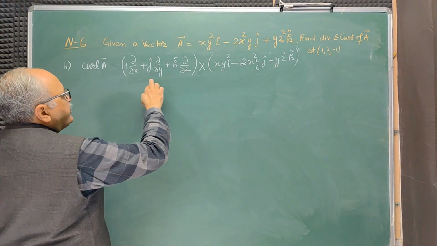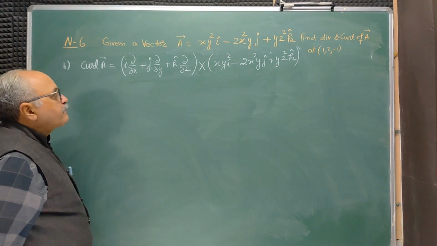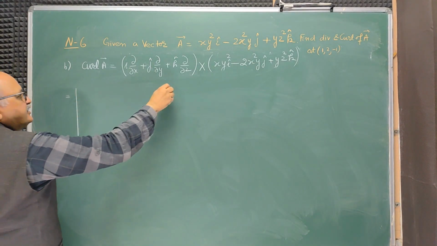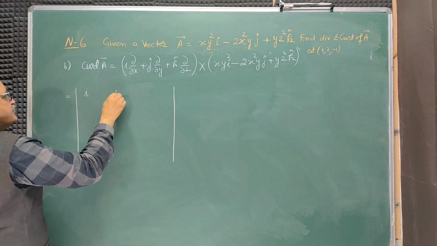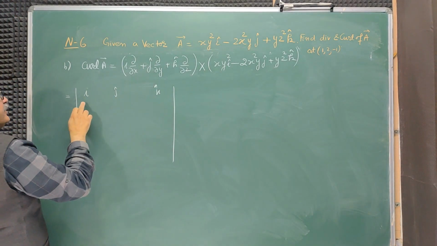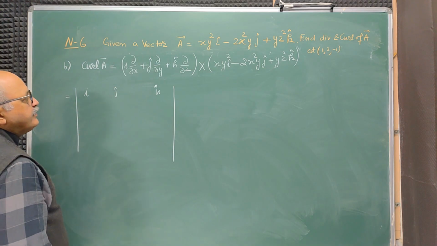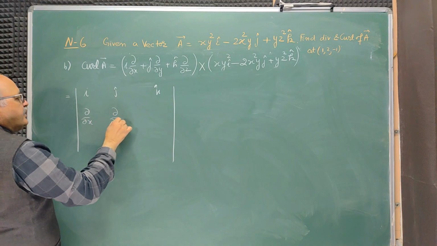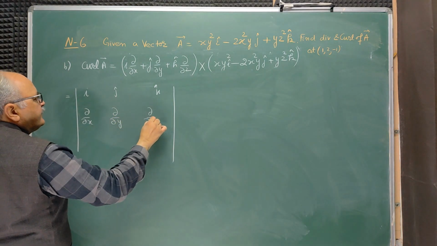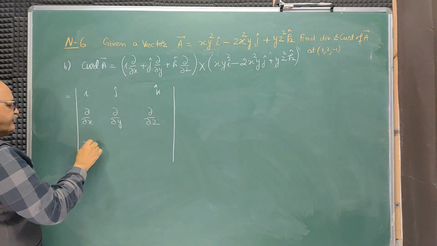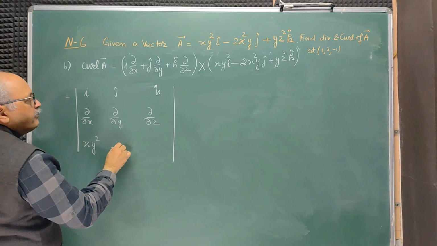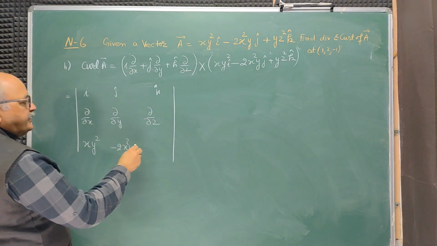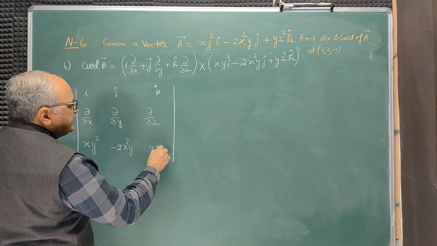Curl means that we have to take nabla as a cross product with A. Since it's a cross product, it is written in this manner: i, j, k. Now the components of nabla, first of all, are d over dx, d over dy, d over dz, and then the components of the vector A: x squared y, minus 2x squared y, and finally yz squared.